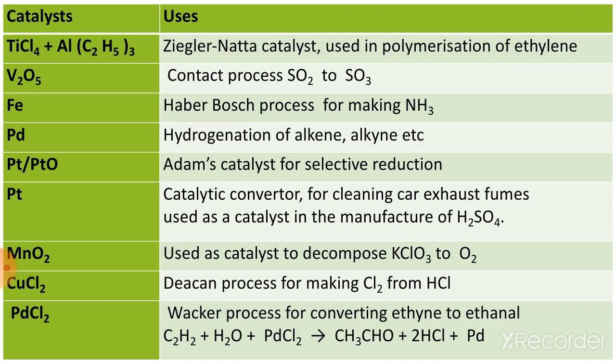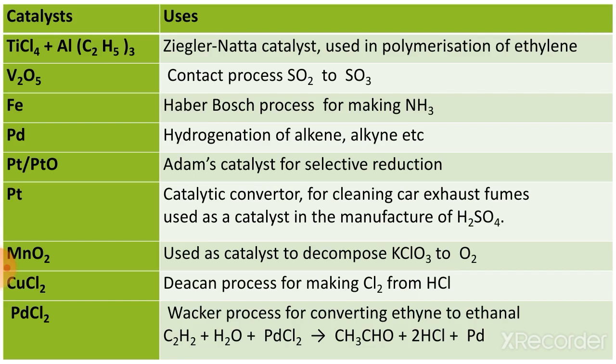Then Pt or PtO2, this is known as Adams catalyst. This is used for selective reduction. About Pt, here Pt works as a catalytic converter for cleaning car exhaust fumes and is also used in the manufacture of H2SO4 in the contact process. But V2O5 is preferred over Pt because Pt is costly and also gets poisoned by arsenic. So that's why V2O5 is used in the preparation of sulfuric acid by the contact process.